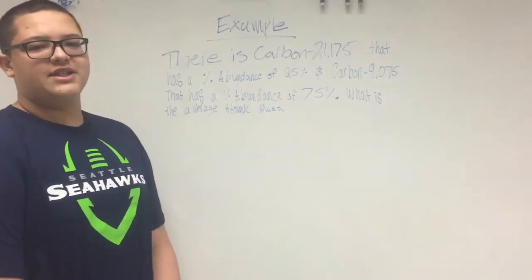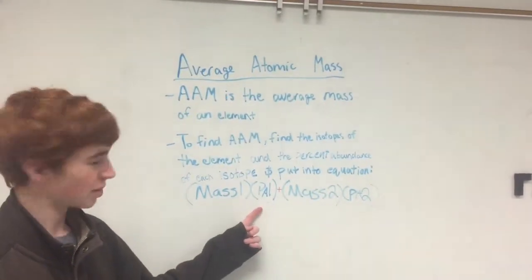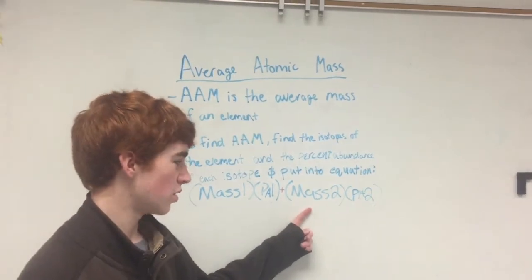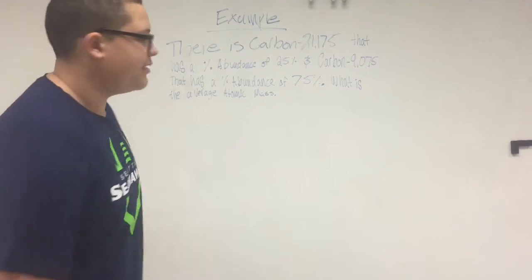Now remember the equation that Tristan said earlier: mass of isotope 1 times its percent abundance plus mass of isotope 2 times its percent abundance. Now that we know the equation, let's plug it in.